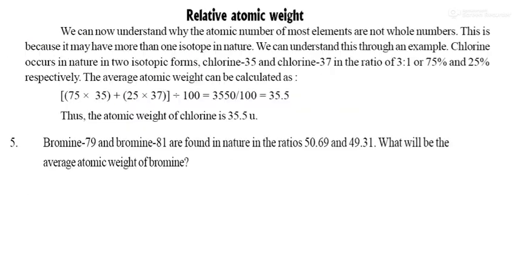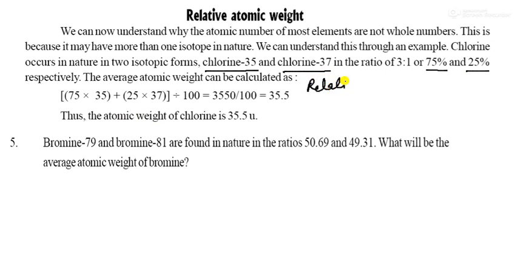Now come to the next one, relative atomic mass. What is the relative atomic mass or relative atomic weight? How can we find it? For example, chlorine in nature has two isotopes. The first one is chlorine 35 and the second one is chlorine 37, and the ratio is 3:1. That means chlorine 35 is 75% and chlorine 37 is 25%. So how can we do this? How can we find the relative atomic weight?